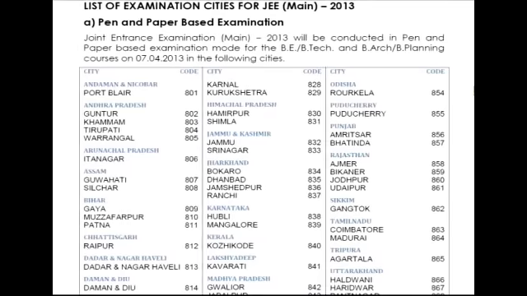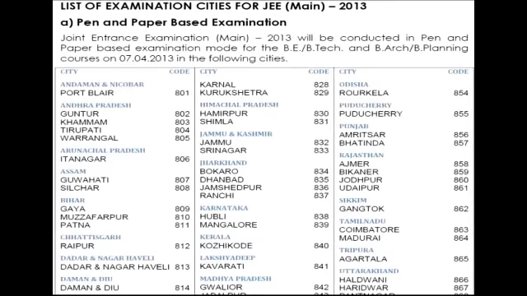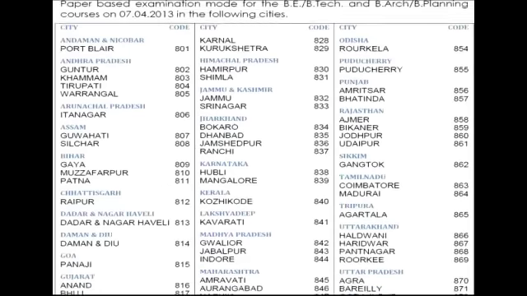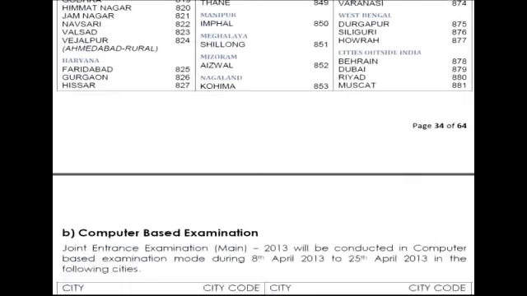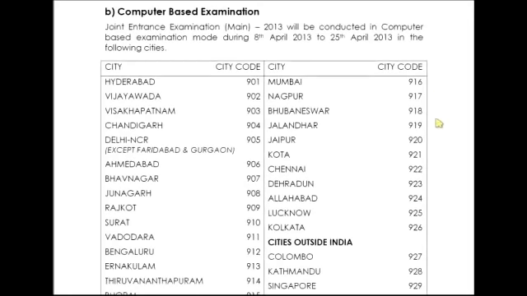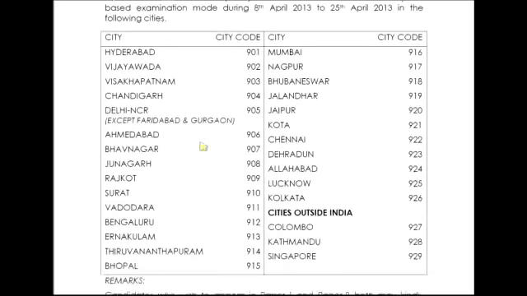Choose the one which is nearest to you or which you would be interested in. Here you have to give 4 preferences. Choose the 4 cities which are nearer to your place. And if you have chosen a computer based mode, then choose one city which is nearest to you where you would like to appear for the exam.